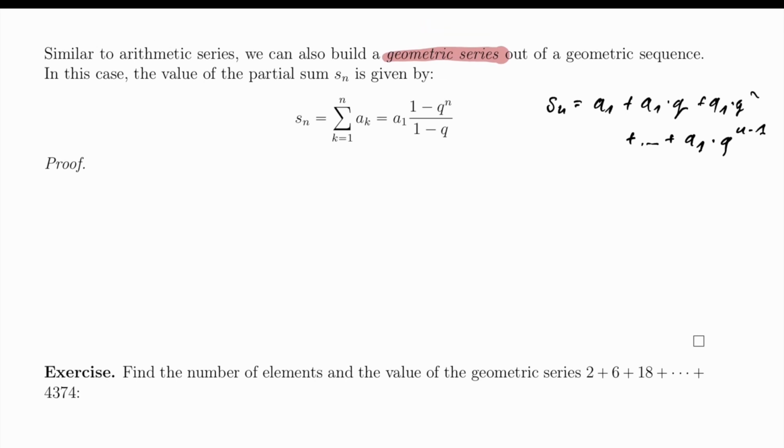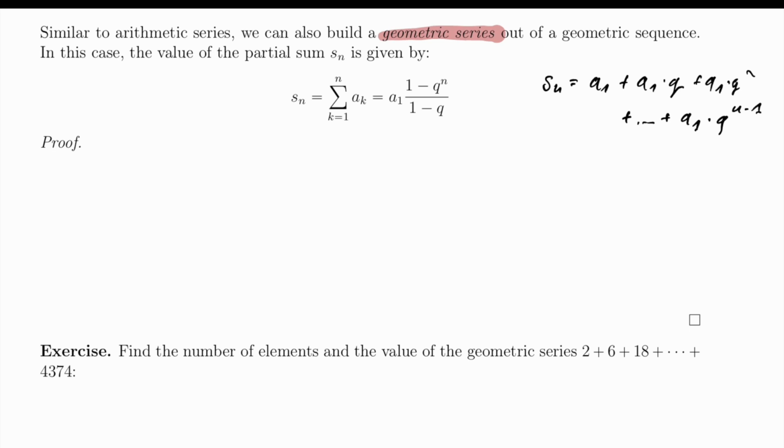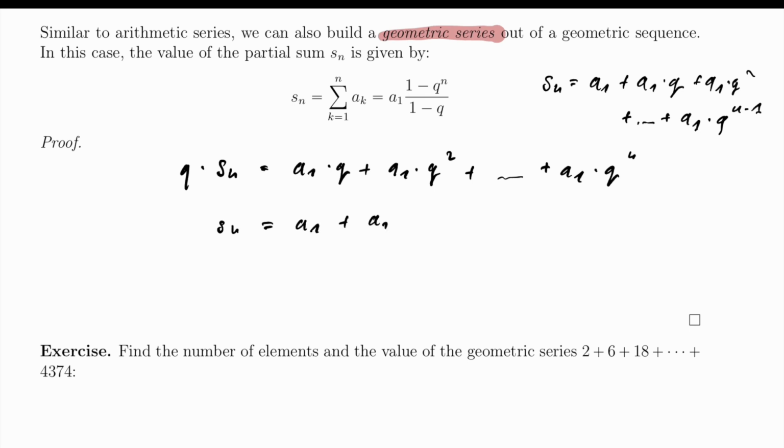And here we proved the formula in class together as well. I won't go through all the details here. The idea was just that you do q times Sn, that will be a1 times q plus a1 times q squared, plus and so forth. And the last one then is a1 times q to the power of n, and you compare it to your Sn. Your Sn is just a1 plus a1 times q plus, and so on, plus a1 times q to the power of n minus 1.